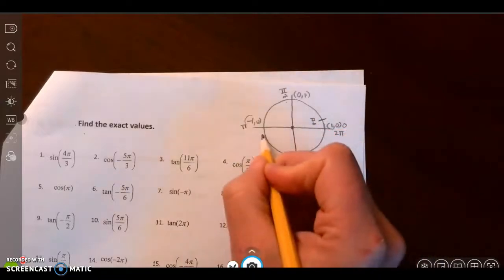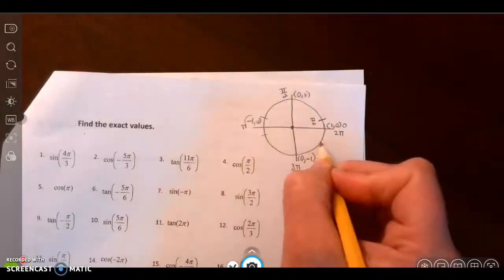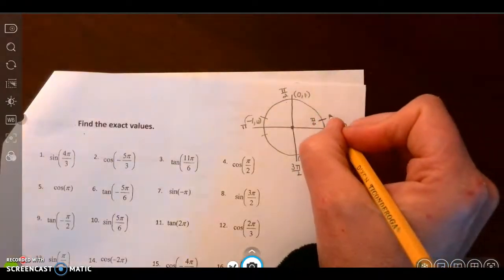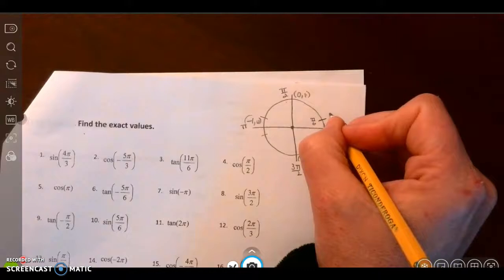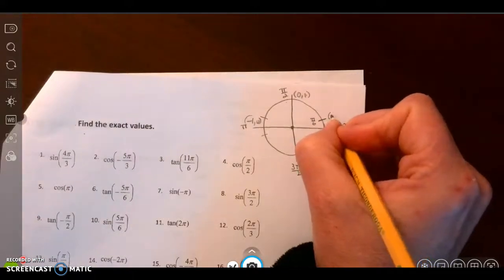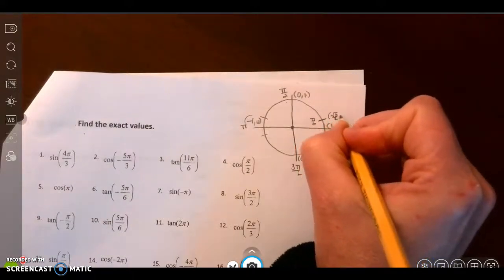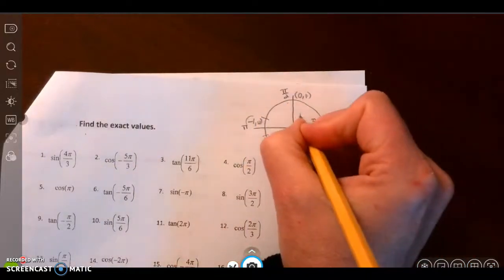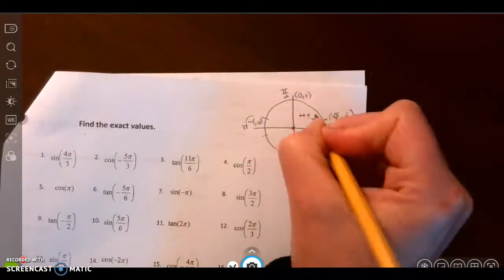And then all my subsequent ones would have the same ordered pair, but the ordered pair is going to change some. Let's talk about that in just a second. So we have square root of 3 over 2, 1/2. And then this is my positive, positive quadrant.